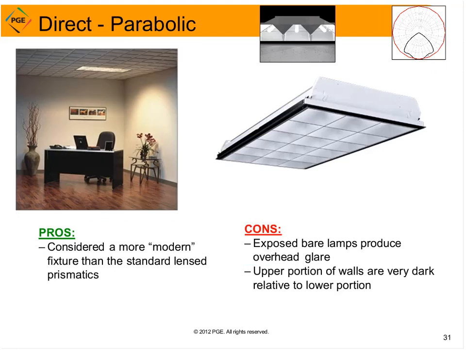The parabolic troffer was originally designed to help eliminate glare on computer screens, but it's considered to be a more modern type. But a much bigger issue is the exposed bare lamps and overhead glare that bothers people with this type of fixture. Also notice the upper walls are dark, creating a cave effect because of the sharp cutoff. So retrofitting these parabolics with LED T8 lamps is a tempting option, but this can make that cave effect even worse. It can cause even more glare, and it also gives the fixture an unnatural looking appearance if you've ever looked at one.